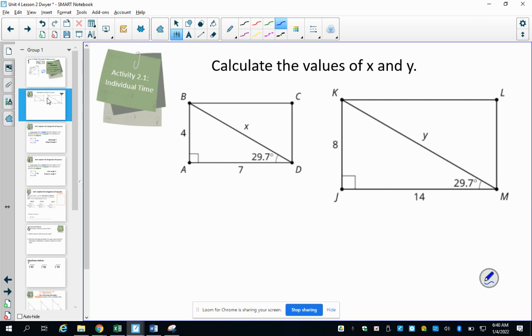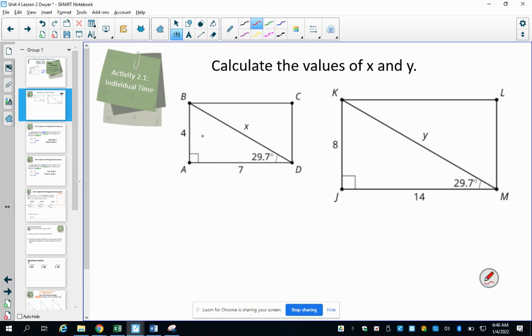So let's first start with this one, and let's just calculate the values of x and y. You've got a couple options. Definitely needing to start with Pythagorean theorem for finding one of them, and then it opens up a couple options. If you want to use similar triangles, seeing that we've got a 90-degree angle in each and a 29.7, you could be looking at scale factor for the second one, or you could do Pythagorean theorem again. So pause the video, calculate those two values, then come back and check your work.